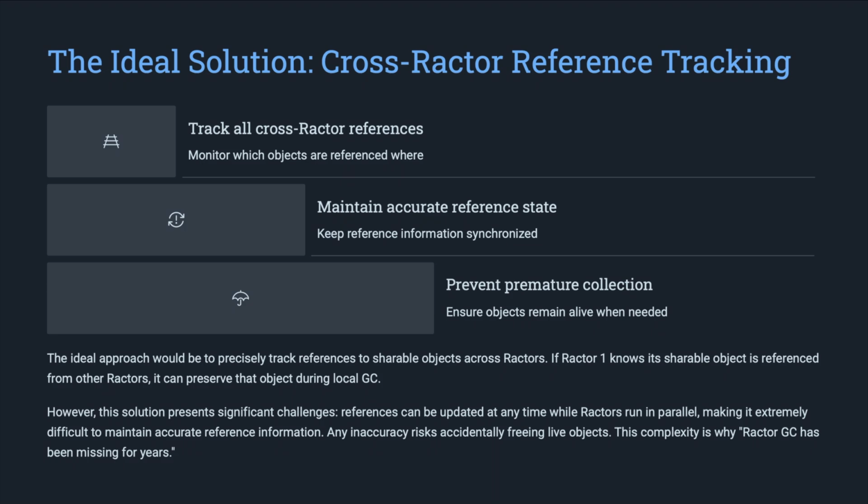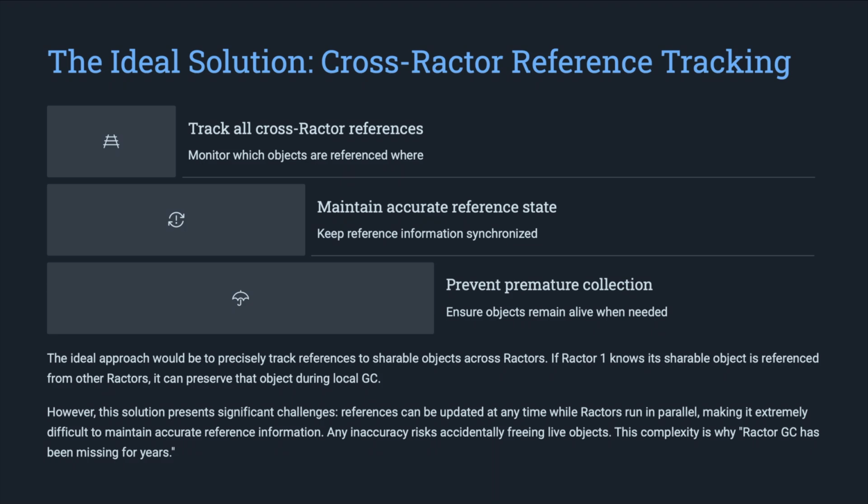Okay, so the goal is still local GC to avoid that bottleneck, but perfect tracking is too hard. This brings us to the proposed solution in the talk. How do they try to thread this needle? This is where the pragmatic, kind of clever compromise comes in. It's described as a conservative Ractor local GC. Conservative, meaning it plays it safe. The core idea is, when a Ractor runs its local GC, it simply doesn't try to do that complex cross-Ractor reference tracking for shareable objects.